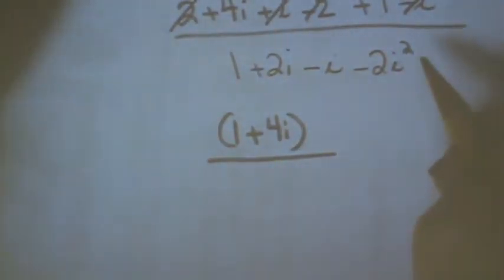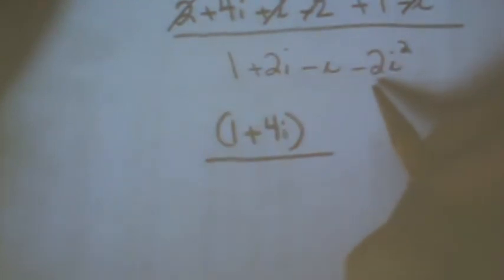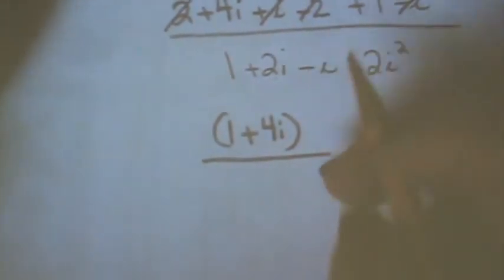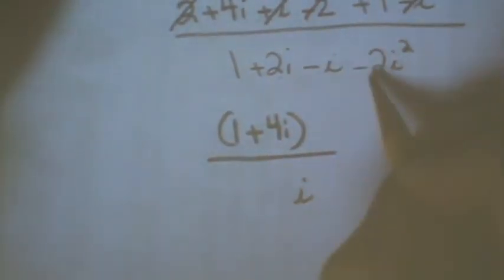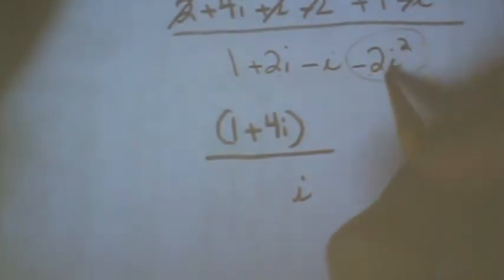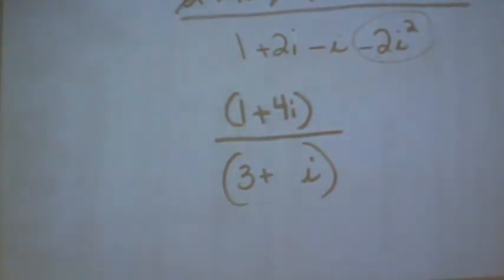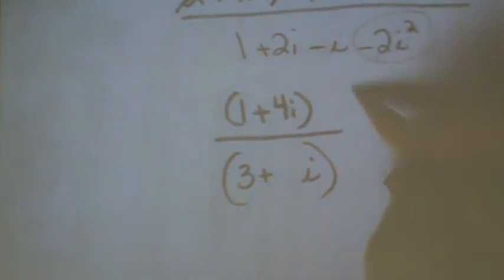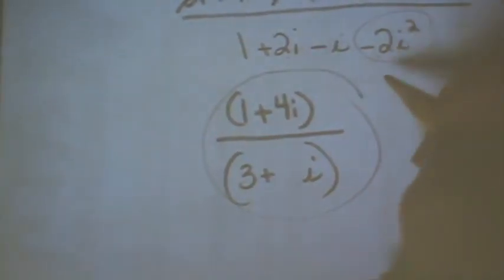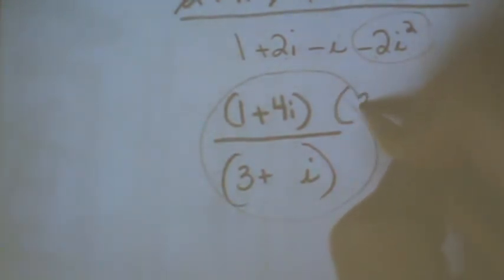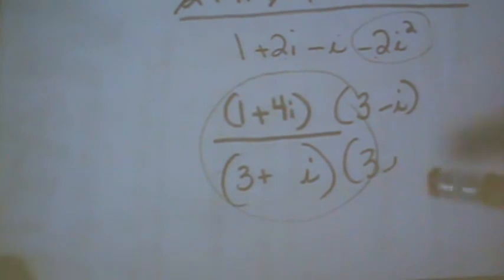All over, we have 2i minus i is i. This is really 2 plus 2, 2 and 1 is 3. Now what's wrong with this problem? This is the simplified result of adding up those two fractions, but now you have to multiply by the conjugate. Oops, 3 minus i.